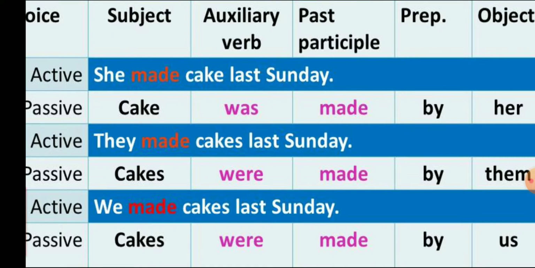So we have to add auxiliary verb was, because it is past form. So was made by. Made is past participle form for make. So cake was made by her. She is the subjective case and objective case of she is her. So cake was made by her.